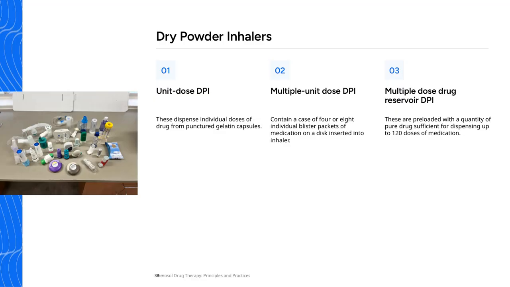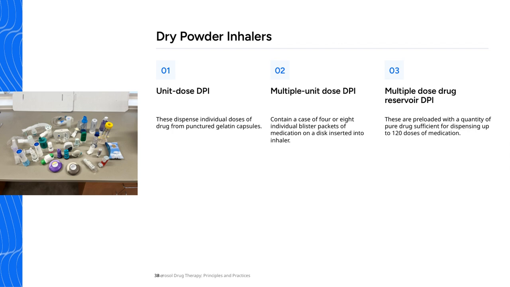Now, let's take a look at the different types of dry powder inhalers and how they are loaded with medication. First, we have the multiple dose drug reservoir DPI. These inhalers are preloaded with a specific amount of pure drug that can provide up to 120 doses. This means you don't need to load each dose separately. You simply use the inhaler until the medication runs out.